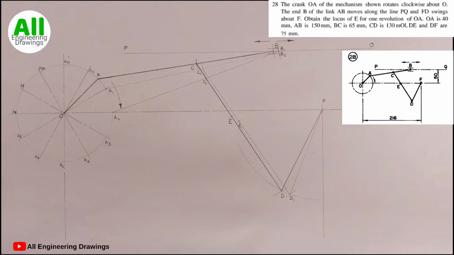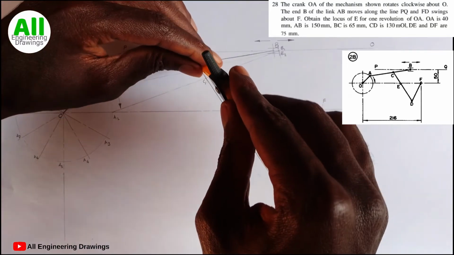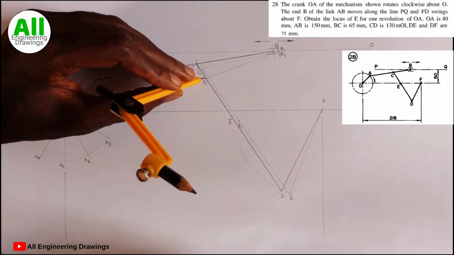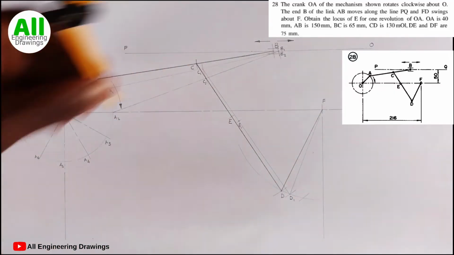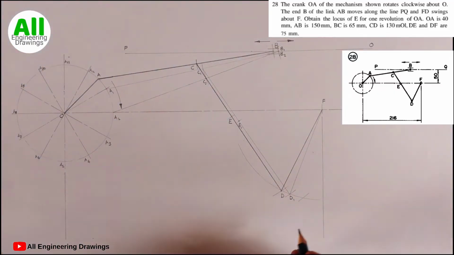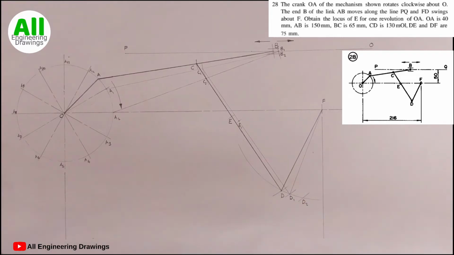In order for me to obtain my D2, I will adjust my compass to a radius of CD. Then I will place the compass on point C2 and cut an arc on this my arc here. The point where the arcs intersect, I will label the point D2. Now I will draw a line from point C2 to point D2 and also another line from point D2 to point F.